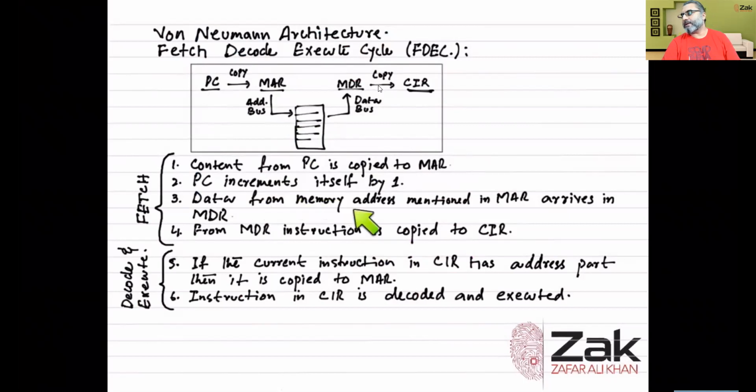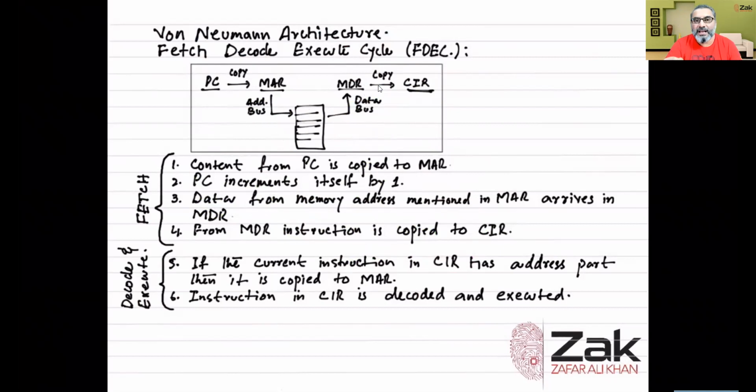Data from the memory address mentioned in MAR arrives in MDR. When the address bus points to the address, the content arrives in MDR through the data bus. And in this case, the content is the instruction itself. From MDR, the instruction is then copied to CIR. This is called what? Fetch.